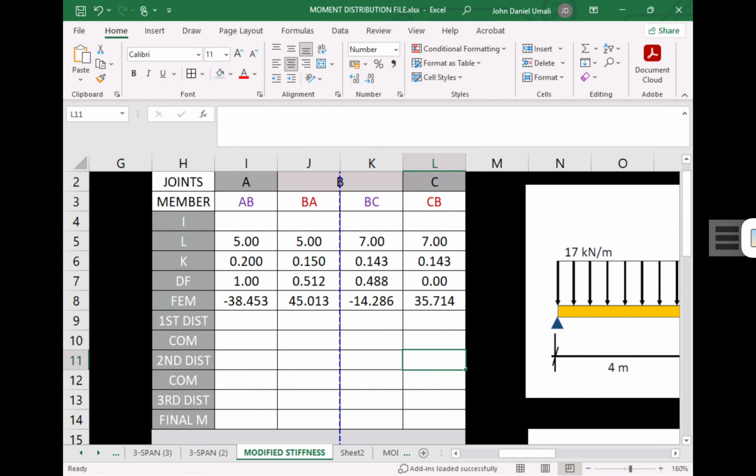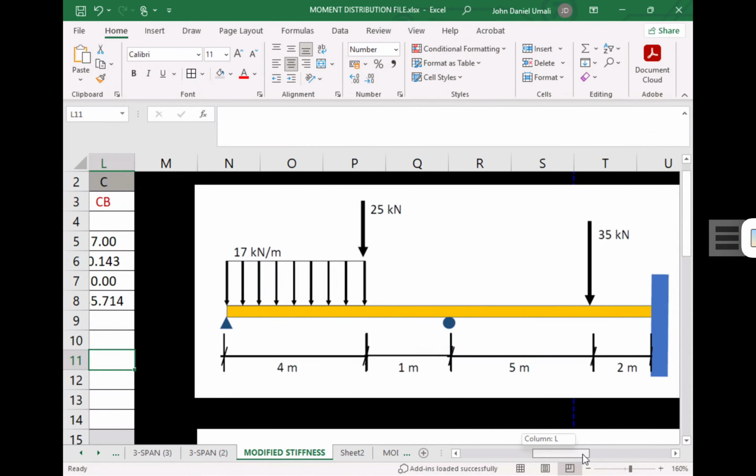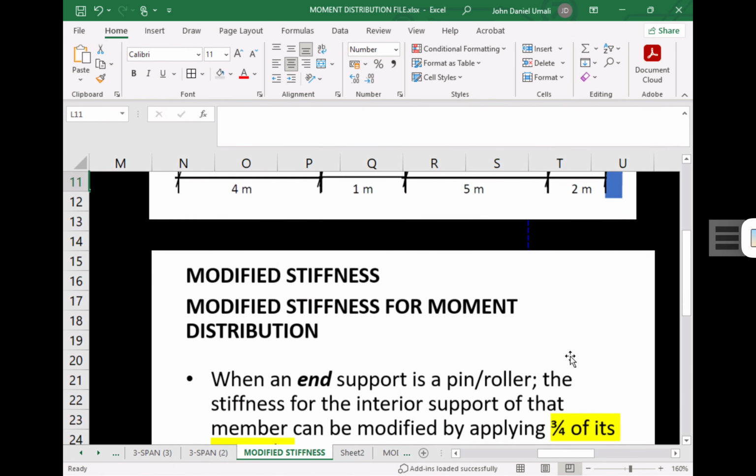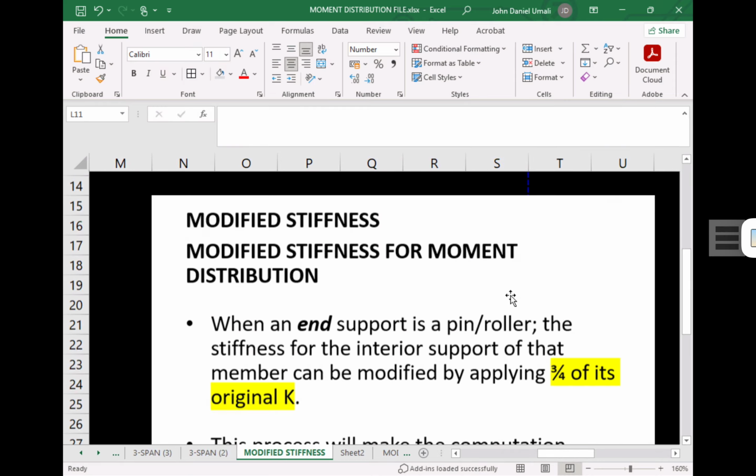Okay, so today I will discuss what we call modified stiffness. Okay, so modified stiffness for moment distribution. So it's the same topic but para siyang shortcut or mas pinabilis na computation ng moment distribution. This is best for when you're doing manual calculations. Okay, so the condition is enable to use the modified stiffness.